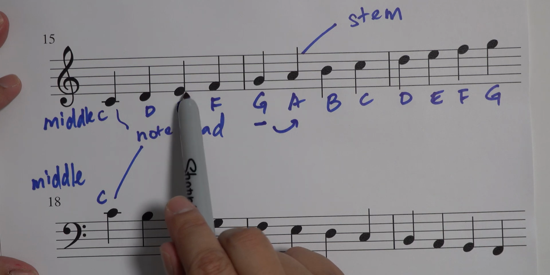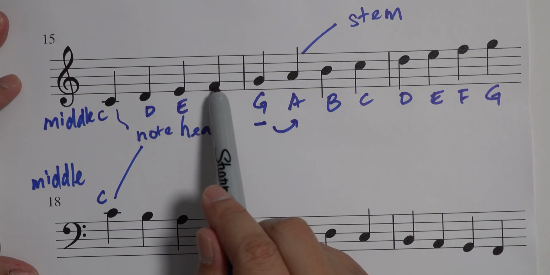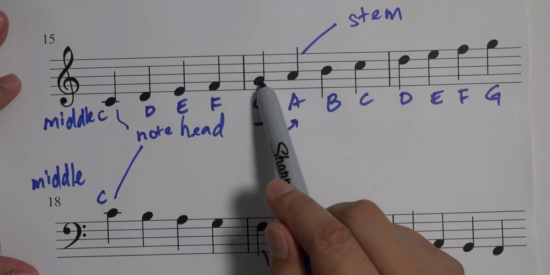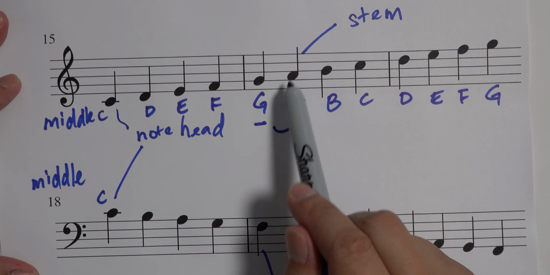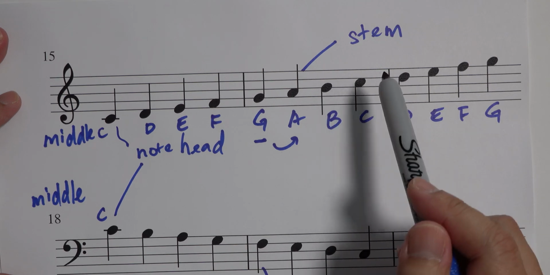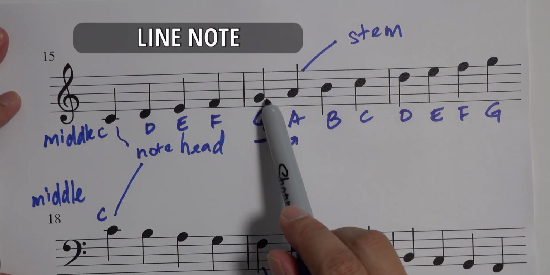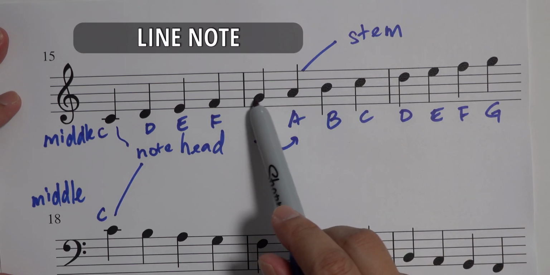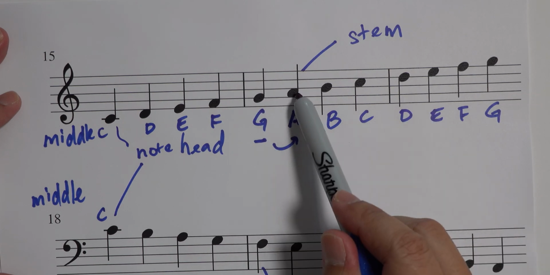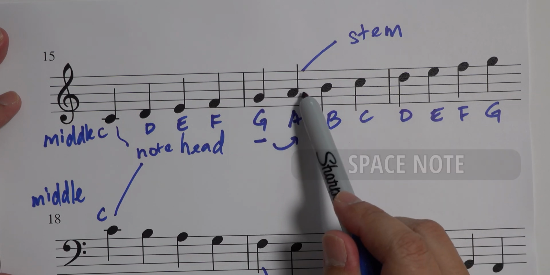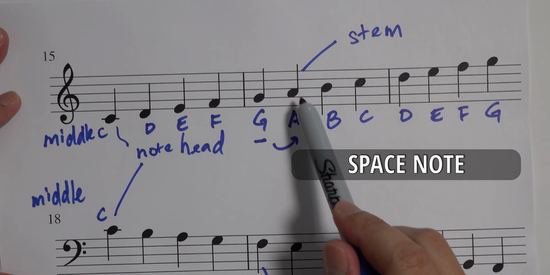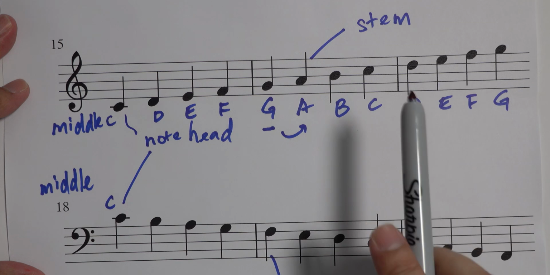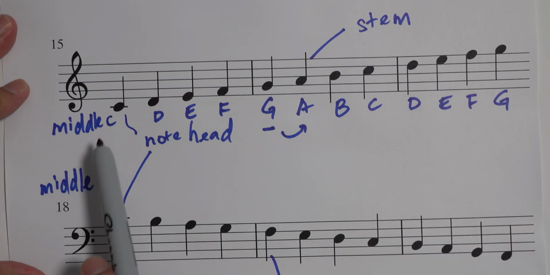After that, you have a line going across the note, and the next one is a space. Following that, you have a line across the note, and then the next one is a space. So we usually refer to this as a line note. A line note has a line cutting across the note head, and we usually refer to this as a space note, a note that is sitting right in the middle of the space. This is the same regardless of whether it is the treble clef or the bass clef.